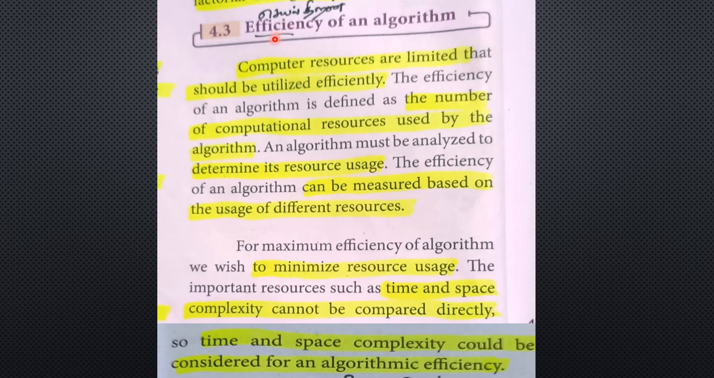Next we can see the efficiency of an algorithm. The computer resources are limited, so they should be utilized effectively. The number of computational processes used by the algorithm determines the resource usage. It can be measured based on the use of different resources, in order to minimize resource usage. Time and space complexity cannot be compared directly. It is very important. So time and space complexity should both be considered for algorithmic efficiency. It is a very important question.